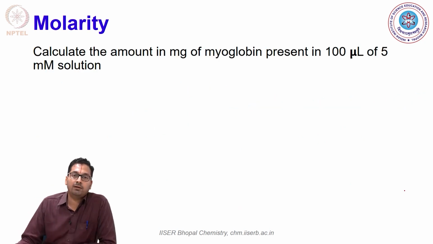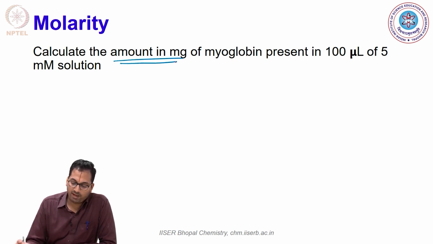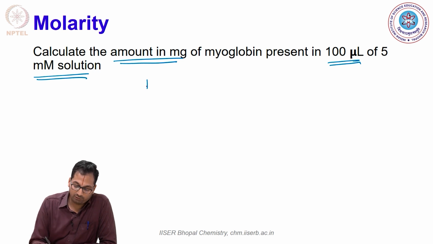We have just determined the molarity of sodium carbonate in half a liter of water when you have 10.6 grams of sodium carbonate. Let's try to twist the question over and ask the same thing in a slightly different manner. We are asking how much amount of myoglobin is present in 100 microliters of solution that is having 5 millimolar concentration of myoglobin. Let's go back to our definition.